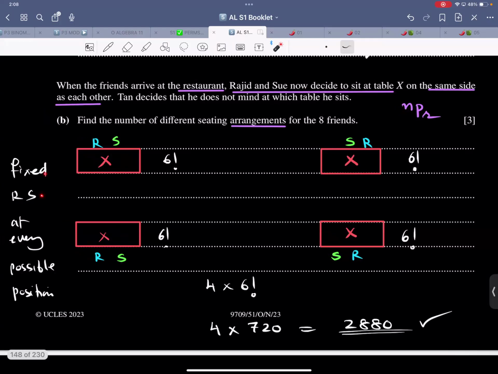Now, fix RS at every possible position. RS could be here. RS could be here. SR could be here, SR could be here. Like I'm changing the order, I'm changing the sides. Top side RS, bottom side RS, top side SR, bottom side SR. So there are 6 factorial positions, because if I'm focusing on their position, I have already made 4 diagrams. So I'm writing 6 factorial for each one of them, 4 into 6 factorial. It doesn't make a difference where T sits, where the others sit. So it's all about R and S.